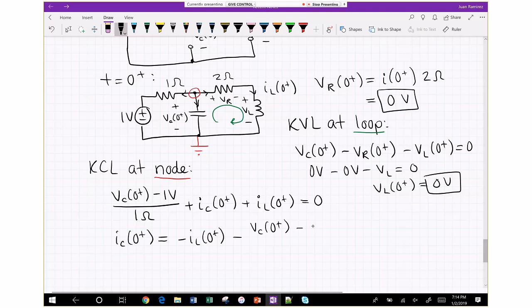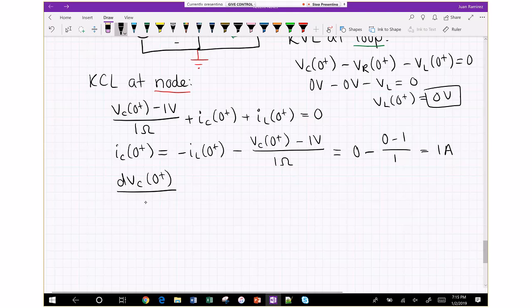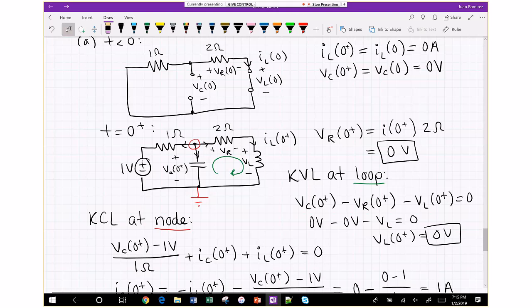Okay. Negative inductor current is 0 minus, and then capacitor voltage is 0 minus, 1 over 1, so it's equal to 1. It's equal to 1 amp. Okay, and now we're saying capacitor dV/dt right after the transition is equal to IC over C, which is equal to 1 amp over the capacitance. What was the capacitance? 0.1 farad, again. That's equal to 10 volts per second.